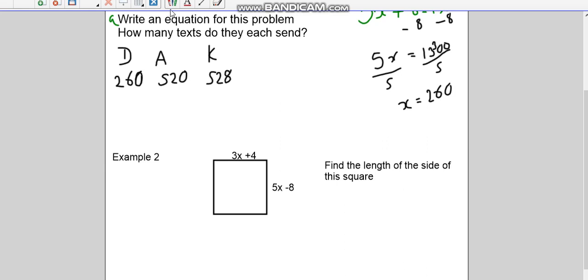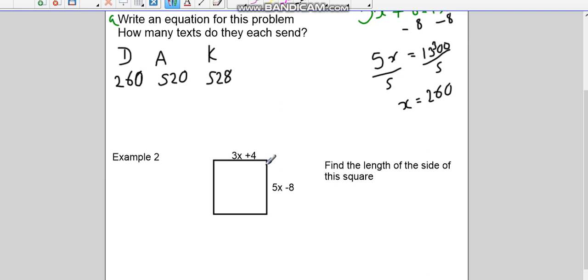Well, this is where knowing your geometry facts is really important. So you do need to know about your regular polygons. You need to know about your angle rules. All of that is really important now. So what do I know about a square? Well, I know a square has equal sides. So I know this length here is exactly the same as this length here.